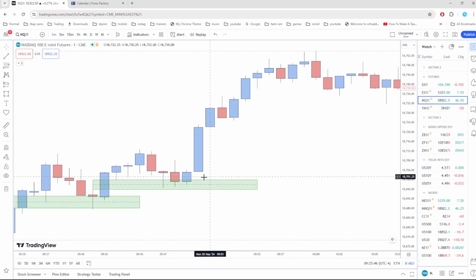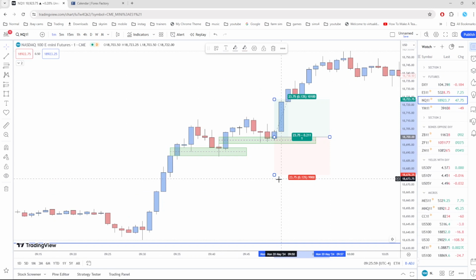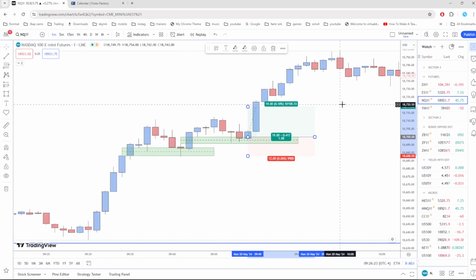Price reacted off the consequent encroachment, 50% of that fair value gap. So we want to be long. Stop would have to be, we have a fair value gap, but that would be an order block. Stop would be below this fair value gap. Okay, perfect. That will be a 0.06% stop, 3 handle stop, and take profit hypothetically could be at 10%.